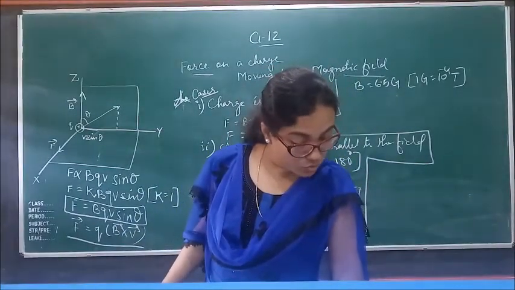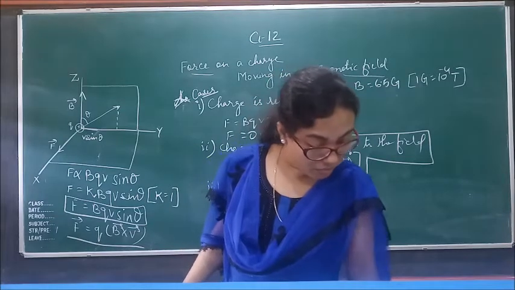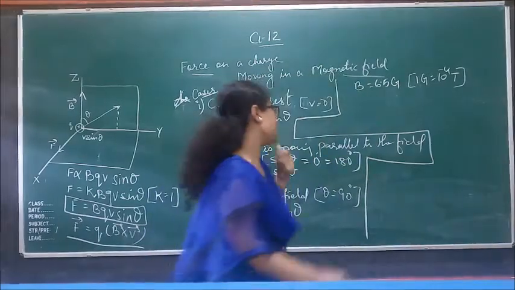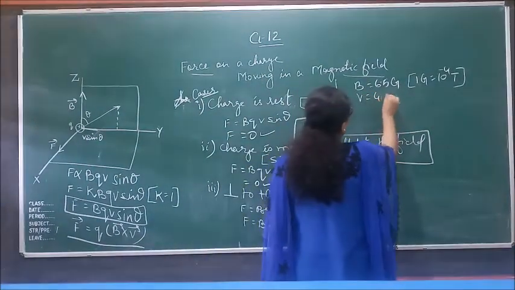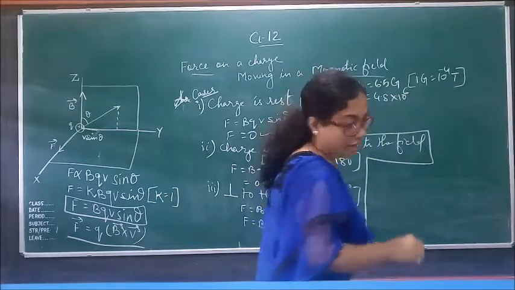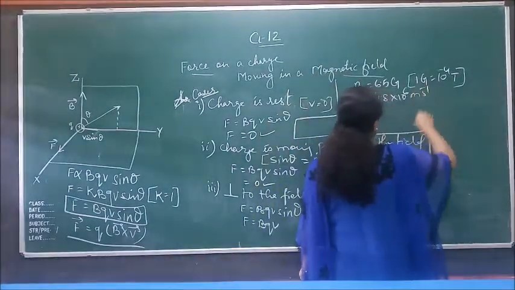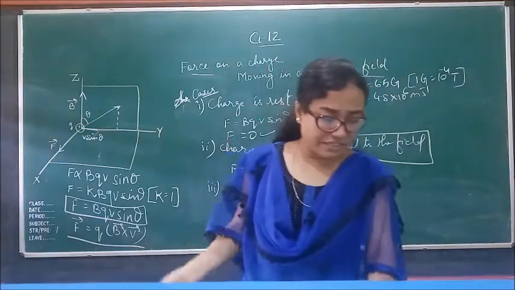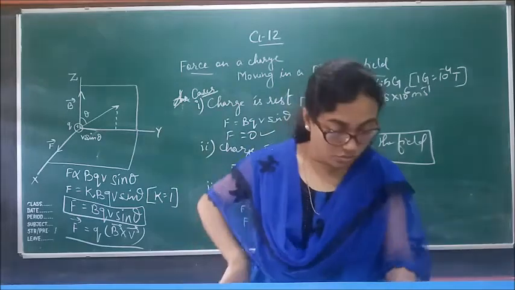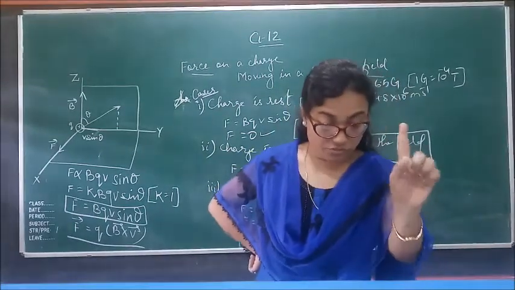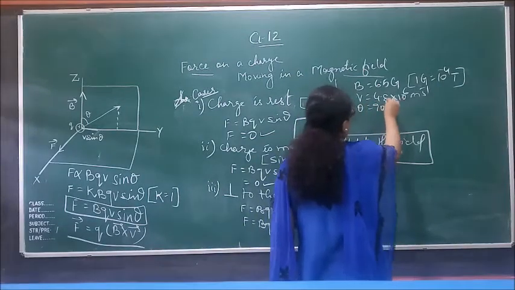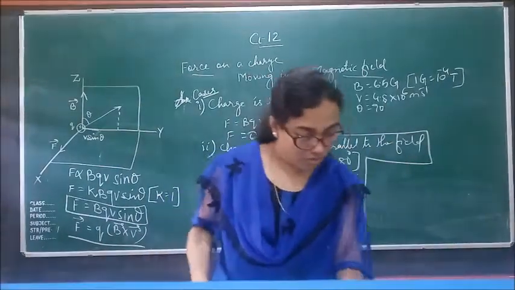An electron is shot into the field with a speed of 4.8 into 10 to the power 6 meter per second. It is meter per second. We took a charged particle, and the field is flowing in it. And the electron is shot in it, meaning the electron should be thrown normal to the field. The most important thing: normal means theta is equal to 90 degrees. Okay, normal to the field.